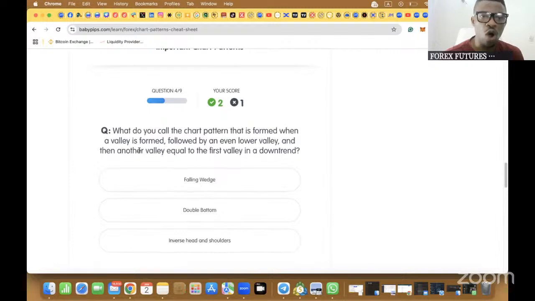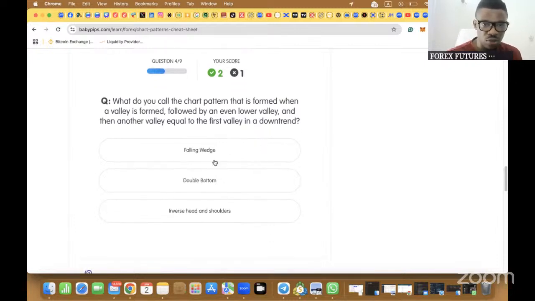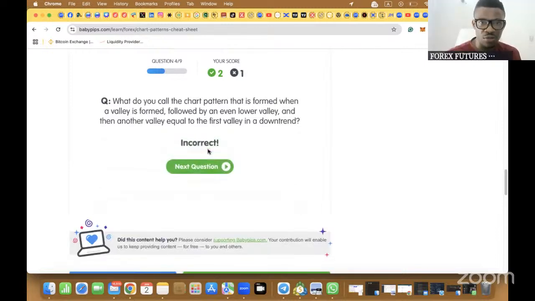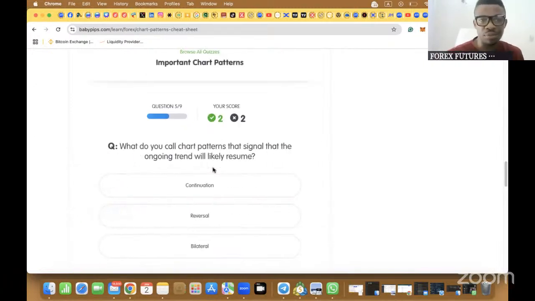Next question. What do you call the chart pattern that is formed when a valley is formed, followed by even lower valley and another valley equal to the first valley in a downtrend? I don't understand this question. Falling wedge. Inverse head and shoulders. No, I think it's falling wedge. Incorrect. Inverse head and shoulder. Okay. I understand now. I think you are correct. Inverse head and shoulder. Don't mind me.